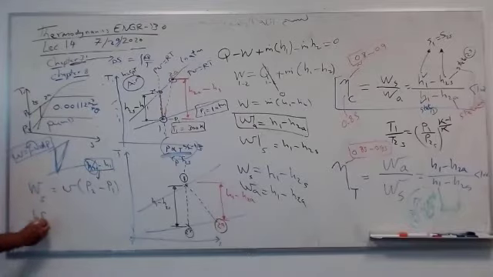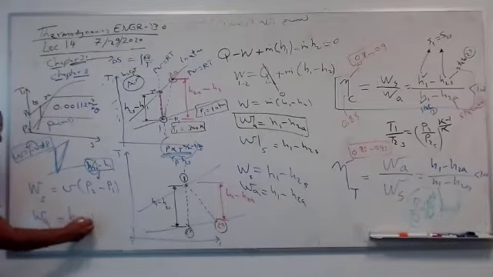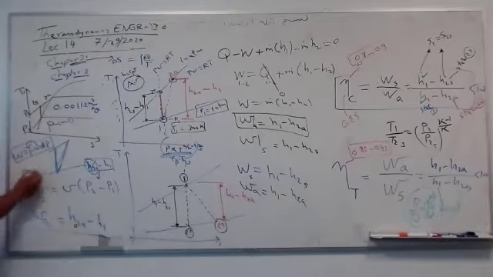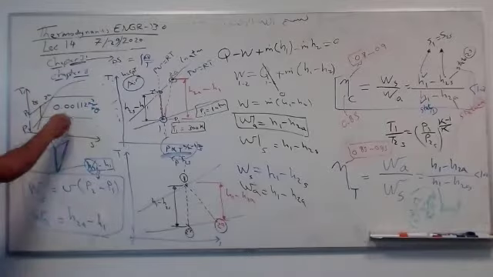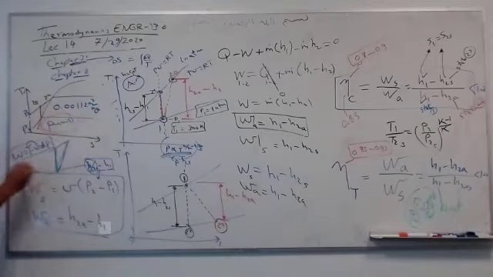WA actual is H2A minus H1. That's correct. So the WS, which is actually H2S minus H1, like H2A minus H1, can be replaced by this. Do you remember when I said that in the beginning of the lecture? We're going to see it again whenever we see the word pump. When you see the word pump, remember VdP, because the specific volume is almost constant.